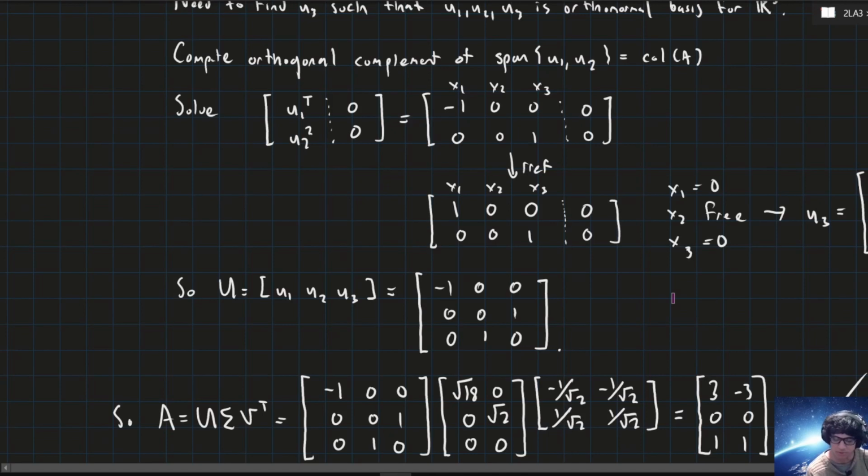So in total, this will be our singular value decomposition of our matrix here. Our m by m, or 3 by 3 U, our m by n, or 3 by 2 sigma, which is the same size as A, and our n by n V, which is 2 by 2.